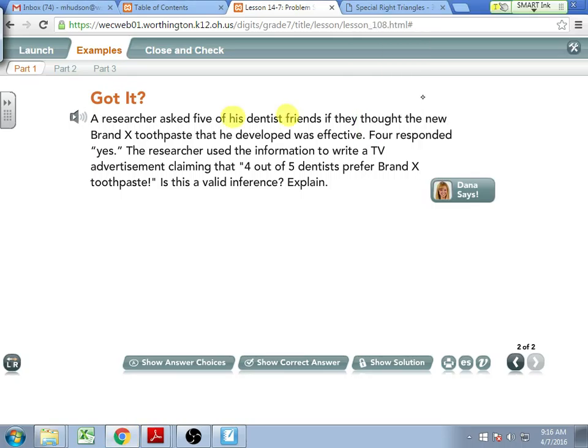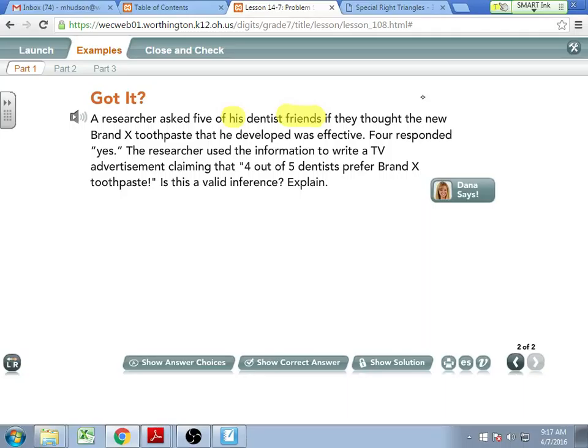His dentist friends, if they thought Brand X toothpaste was the most effective. How many dentists do you think there are in America? A lot's not a number. Somebody said 1 million. Maybe not 1 million. We'd have to look at the population. Yeah, at least hundreds of thousands probably. So if you only ask 5 dentists, do you think that is a valid sample? Do you think it's representative of all dentists?